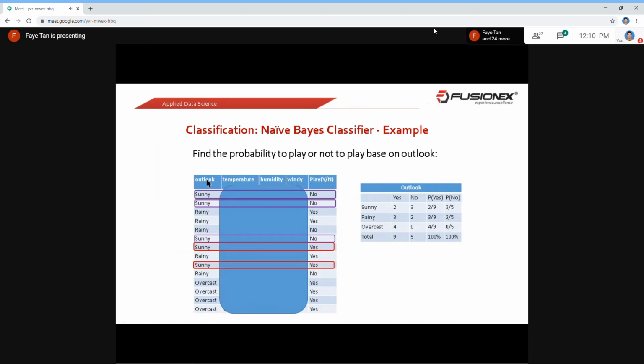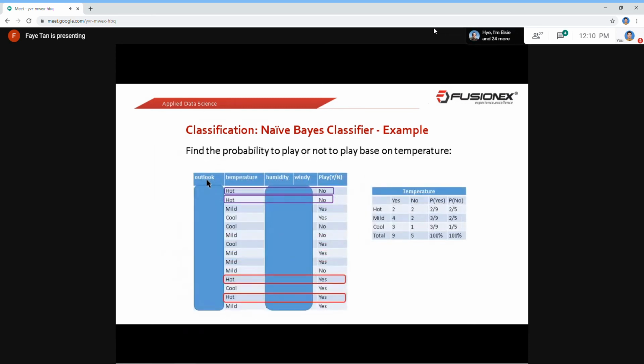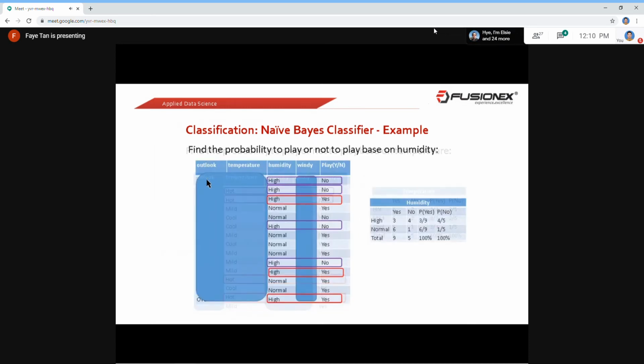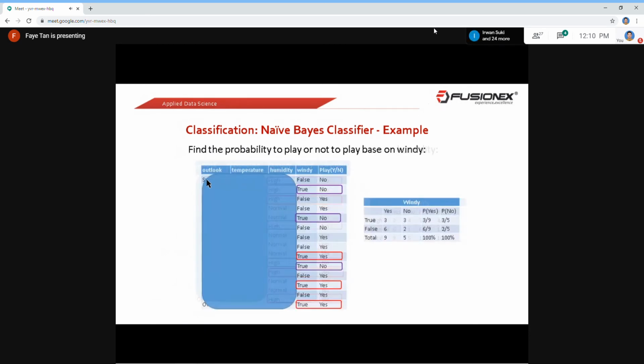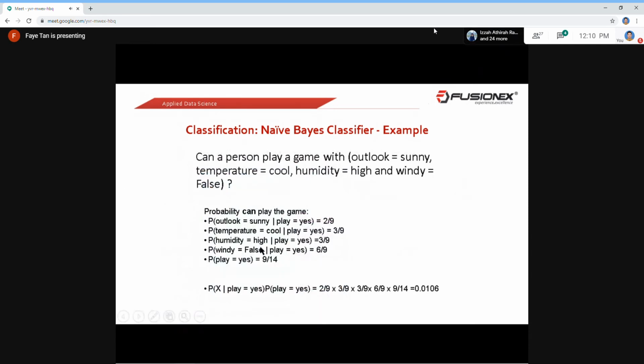You can do the same thing for your temperature, humidity, and windy, correct? So this is what we are going to do. This is for temperature. This is for humidity. This is the table for windy. So I have 4 tables now. Based on these 4 tables, I want to find the probability that I can go out to play the game. I will look at it based on outlook, temperature, humidity, and windy, because I have 4 of them.